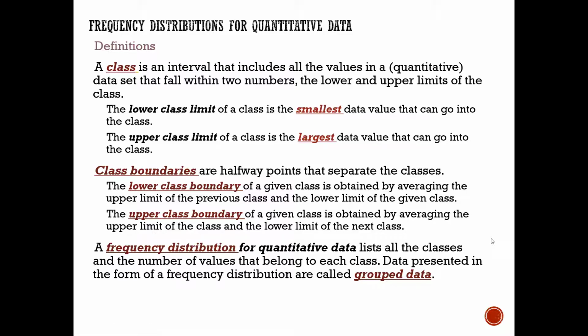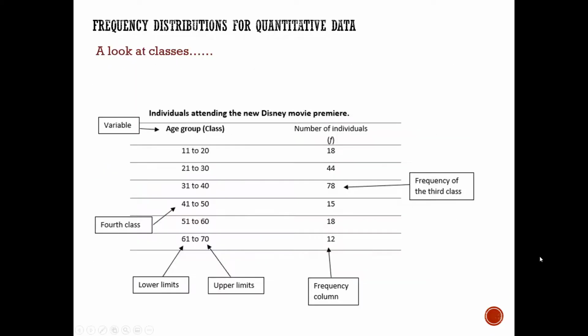A frequency distribution for quantitative data basically lists all the classes and the number of values that belong to each class. So it's sort of the same thing, except instead of dealing with plain donuts or filled donuts, we're dealing with a class, the numbers 0 to 5, the numbers 5 to 10. Our class has groups. We grouped the data, and that's why it's also called grouped data. We call these frequency distributions for quantitative data grouped data.